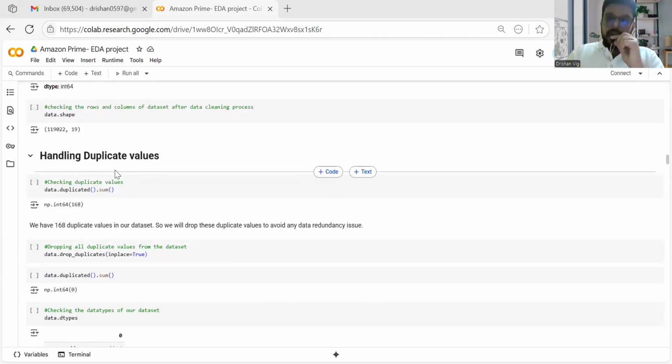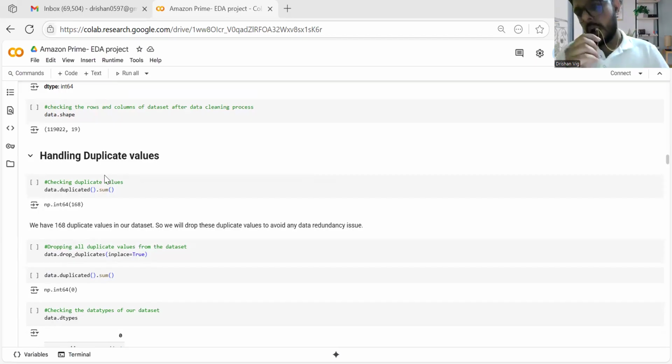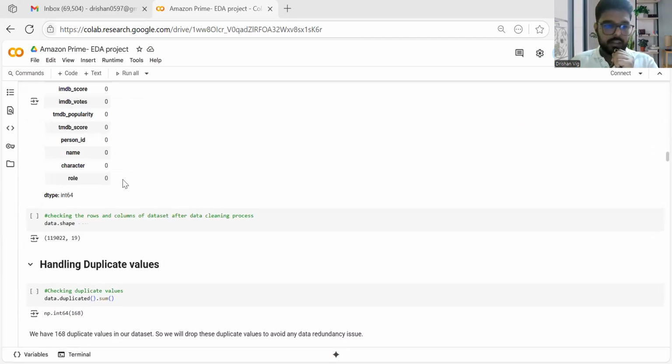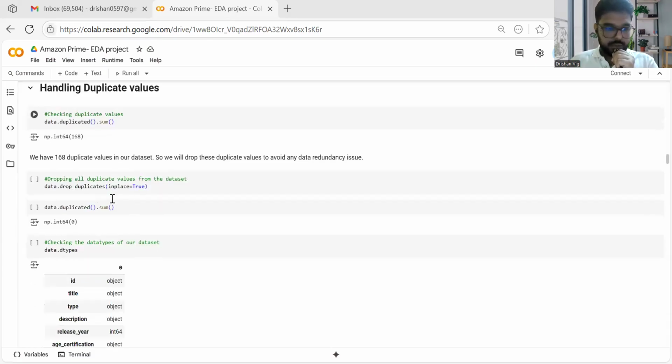After handling missing or null values, now it's time to check for duplicates in our data set. Checking duplicate values, this is the function. Now we see that there are 168 duplicate values in our data set. So we're going to drop all these duplicate values from the merged data set before moving forward with the data visualization part. So dropping all the duplicate values from the data set, this is the function. It's going to drop all the duplicate values that exist across the different columns.